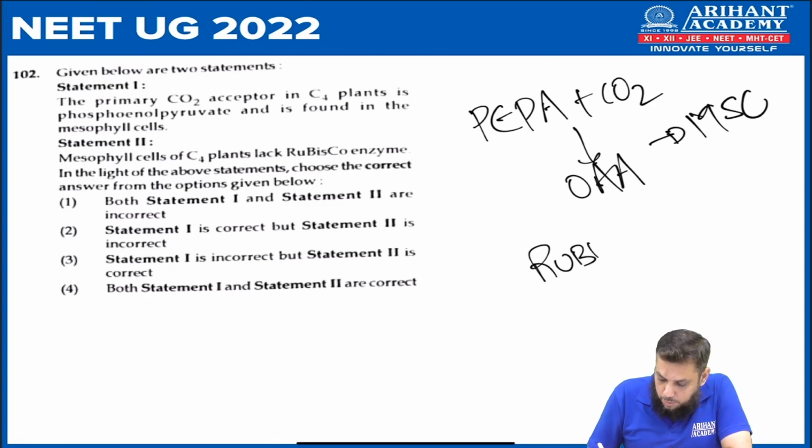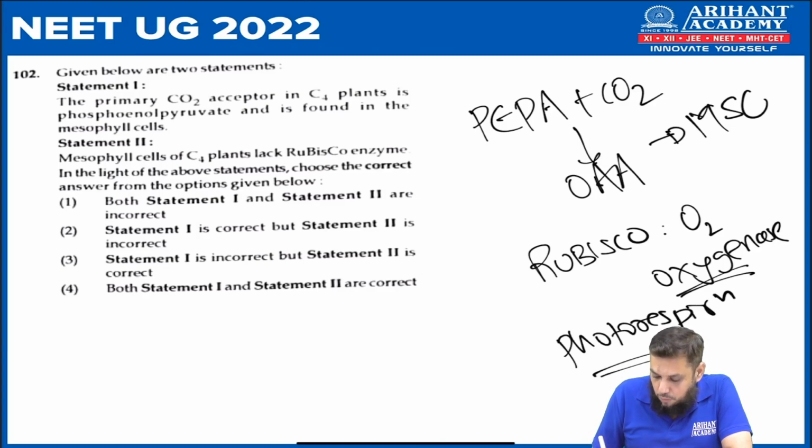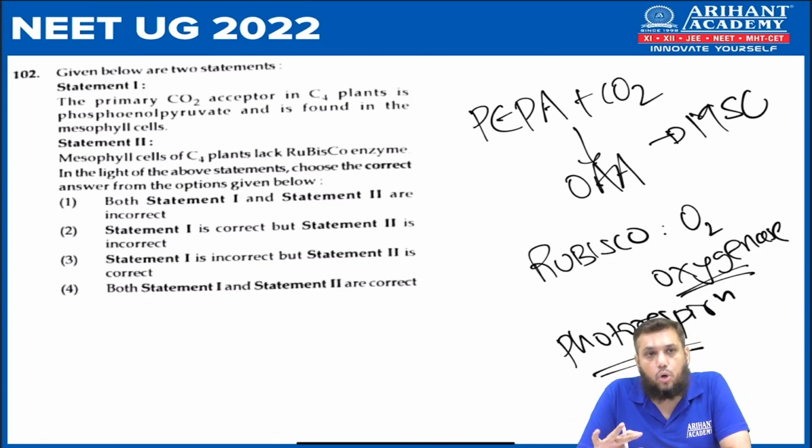If you remember, kids, Rubisco is an enzyme that shows oxygenase activity. It will bind with oxygen. And if it shows oxygenase activity, it will show a process called photorespiration, which is a wasteful process. C4 plants do not show photorespiration. They avoid photorespiration. One of the means of avoiding photorespiration is that the first carbon dioxide acceptor is going to be the PEP carboxylase enzyme. So they will not show the presence of Rubisco in the mesophyll cells. They will show the presence of PEPcase, that is phosphoenol pyruvate carboxylase.